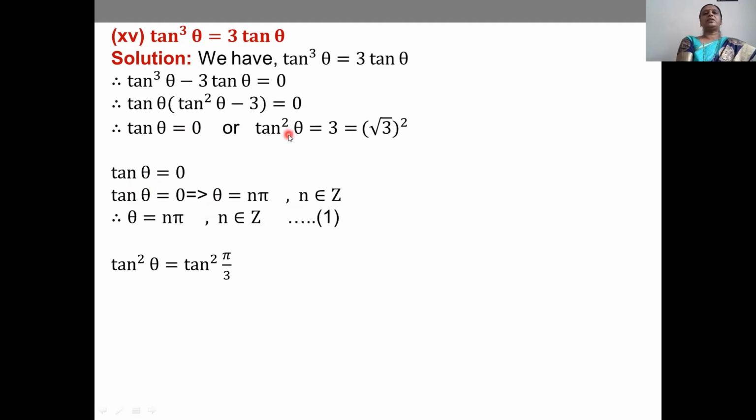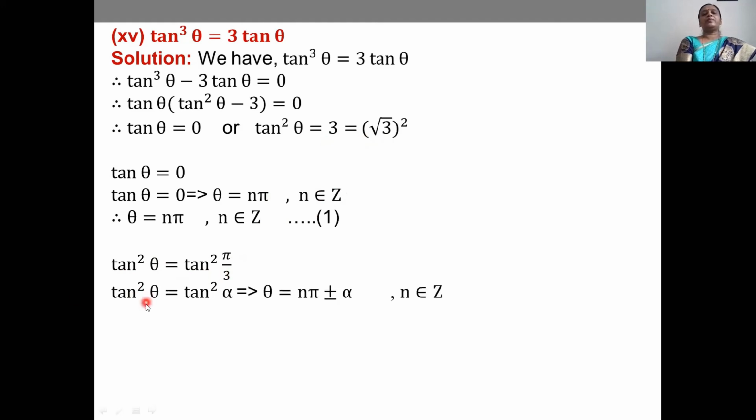Now, let's consider the next. This tan square theta is equal to root 3 bracket square. This can be written as tan square theta is equal to tan square pi by 3, because at the angle of pi by 3 we get the value of tan root 3. Therefore, for this root 3 I have kept the value tan pi by 3. Therefore, this equation tan square theta is equal to root 3 square can be written as tan square theta is equal to tan square pi by 3.